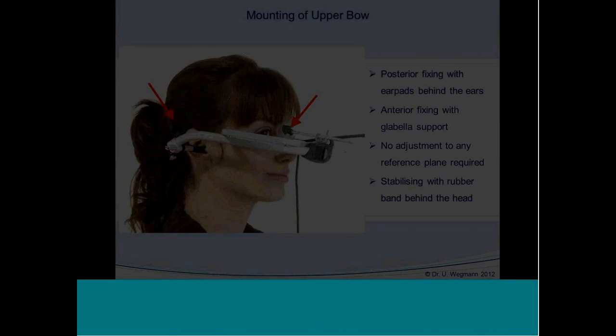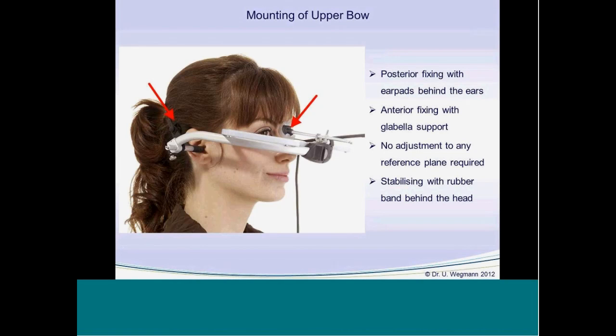Okay, let's have a look at the details of the system. First, the upper bow. The upper bow looks a little bit like a traditional face bow, but it's only a holder for the sensoric system, which is attached on top of this face bow. And it's not really used as a face bow.